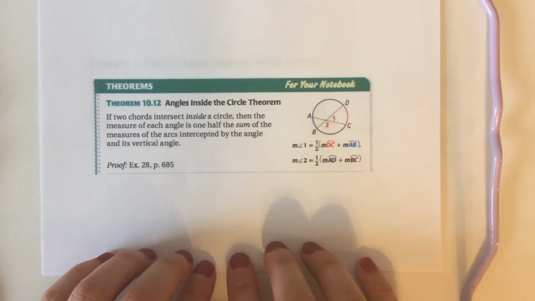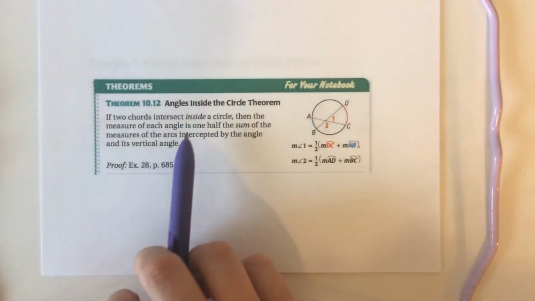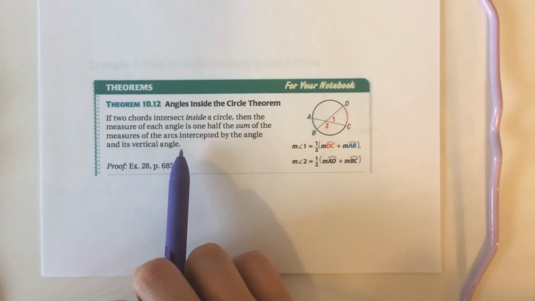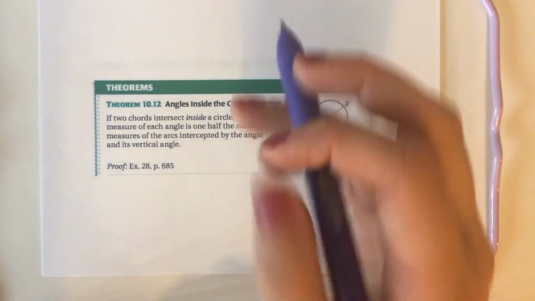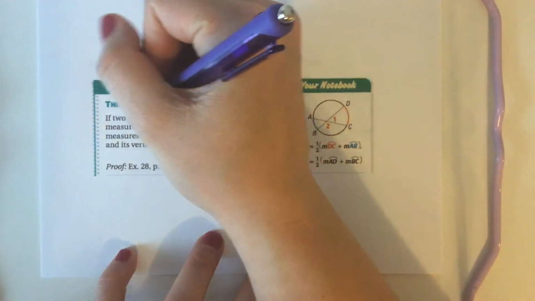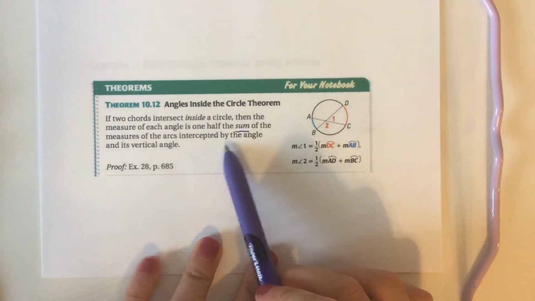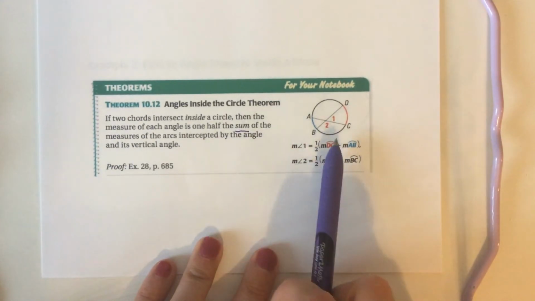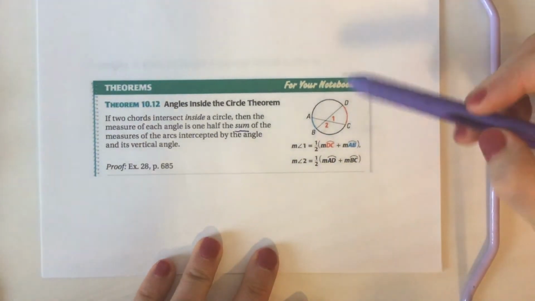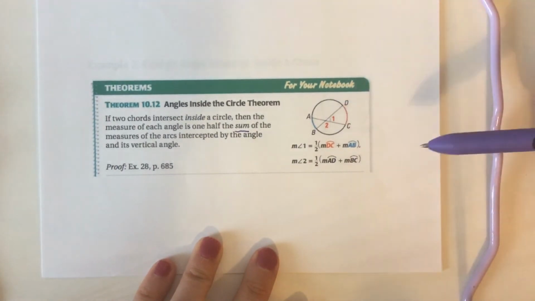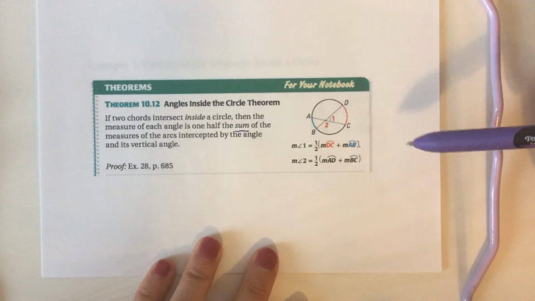angles inside the circle theorem. If 2 chords intersect inside a circle, then the measure of each angle is 1/2 the sum, meaning add, of the measures of the arcs intercepted by the angle and its vertical angle. So take a peek over here. Say we want to find the measure of angle 1 right here.